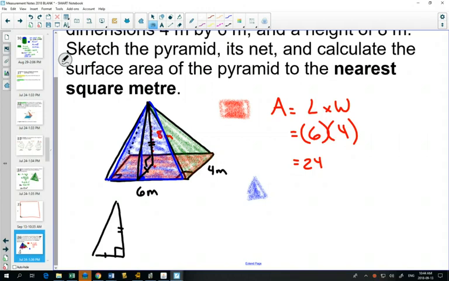Tell me all the dimensions you know of that triangle. You know this is 8 because that came from the height. The base is 2. And how do we know this is 2? Because that's the midway point of the 4. Because it has to be right in the center, so it's the midway point of this 4.